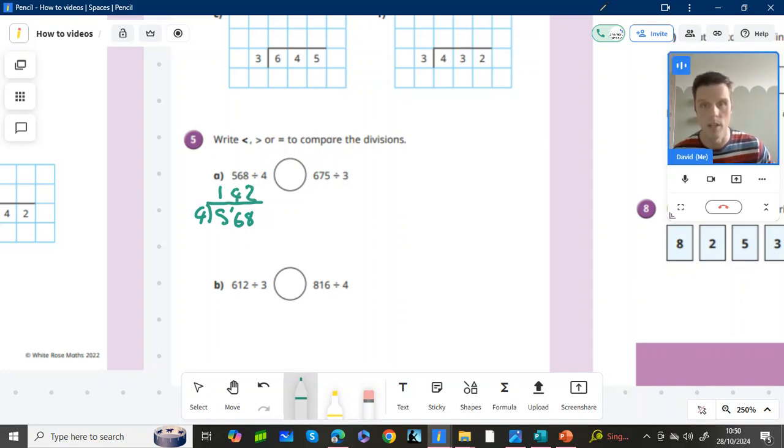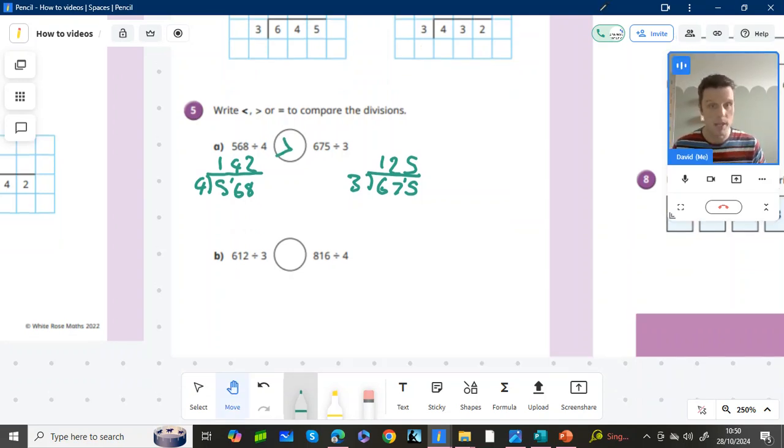Then do 675 divided by 3. So 3s into 6 is 1. 3s into 7 is 2 with 1 remainder, and 3s into 15 is 5. So as you can now see, 142 is greater than 125. Do the same for B. So pause the video here and then move on to question 6.